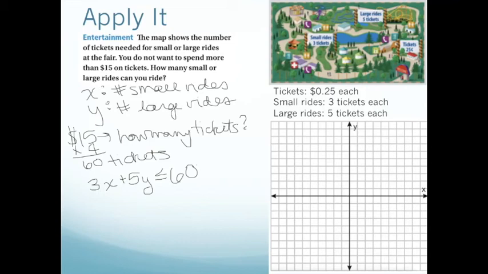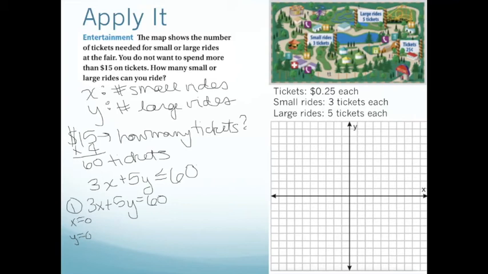Okay, so step 1, I need to find the boundary line. So that's 3x plus 5y equals 60. Okay, we can graph this line. We can put it into slope-intercept form. We also know how to graph this line by finding its intercepts. Let's try remembering that way. Okay, so to find the intercepts, I would set x equal to 0 to find the y-intercept, and y equal to 0 to find the x-intercept.